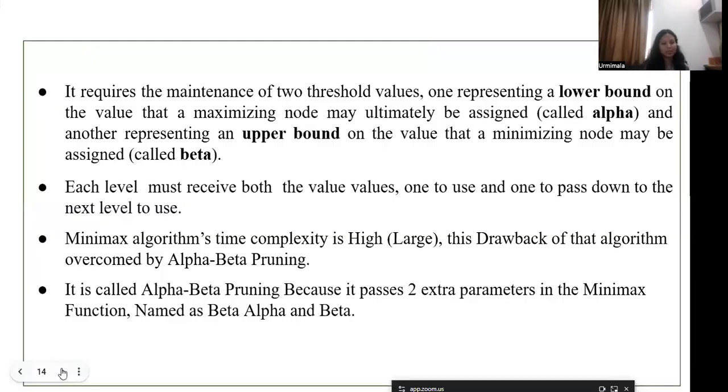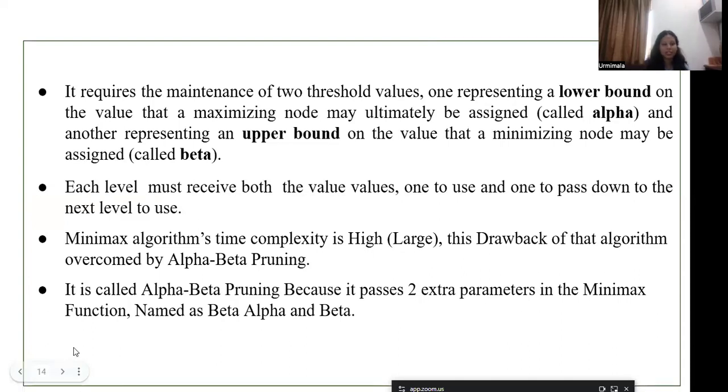It requires the maintenance of two threshold values, one representing the lower bound on the value that a maximizing node may ultimately be assigned, that is called alpha, and another representing the upper bound on the value that a minimizing node may be assigned, called beta. Simply, alpha is a maximized value and beta is a minimized value.